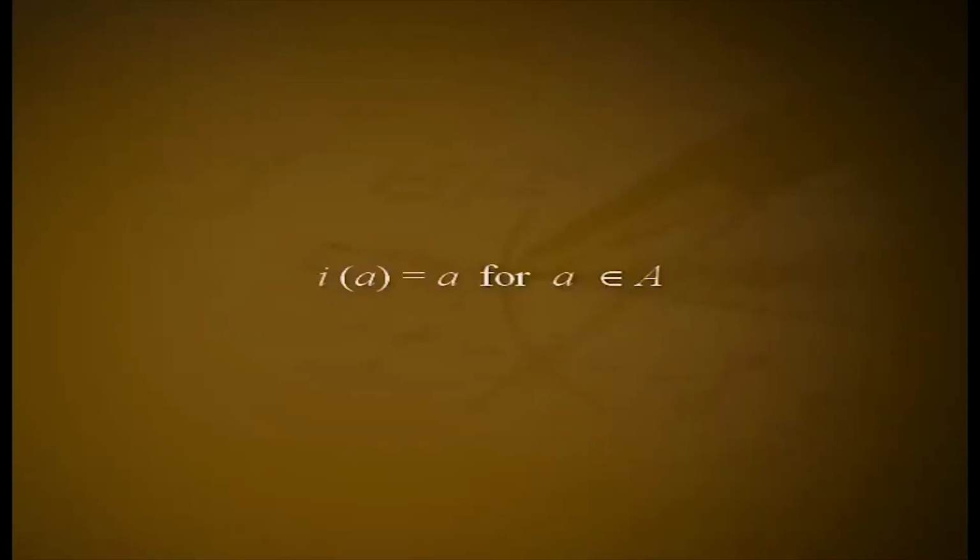G2. Existence of identity. The permutation I such that I(a) is equal to a for a in A obviously acts as identity, because I∘σ is equal to σ, which is equal to σ∘I, for σ belonging to SA. I is called the identity permutation on A. Hence, G2 is satisfied.